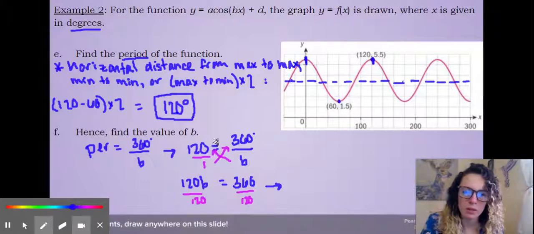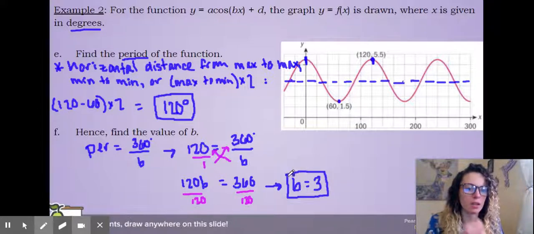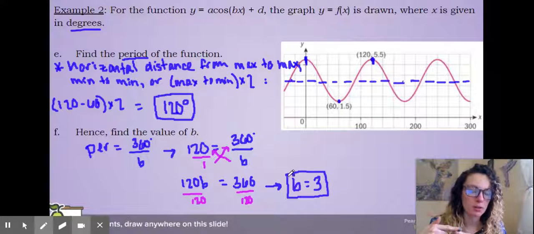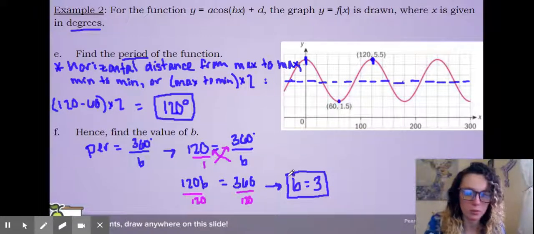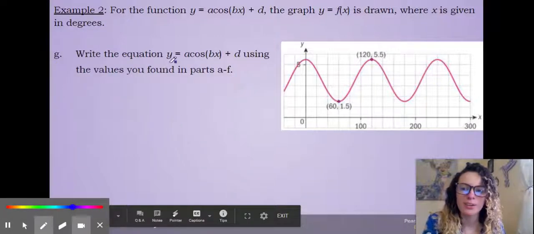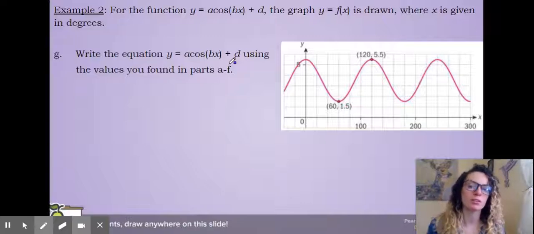All right, so I went ahead and put the 120 over 1 just to cross multiply, or you could multiply both sides by B, and then divided both sides by 120. So that means B should actually equal 3, not 120. So very important to recognize that A and D, whatever you find for the amplitude and the principal axis respectively, can just be subbed in. But your period, you do have to do some work in order to go from your period to whatever the B value is.